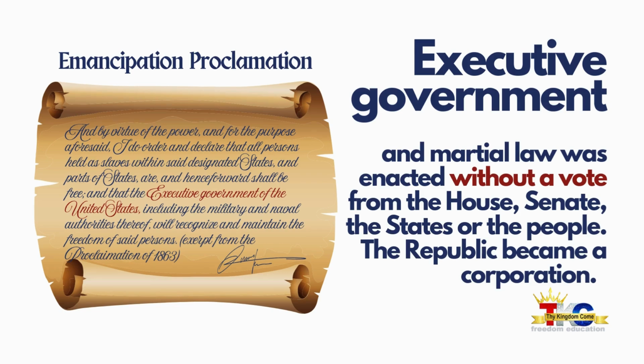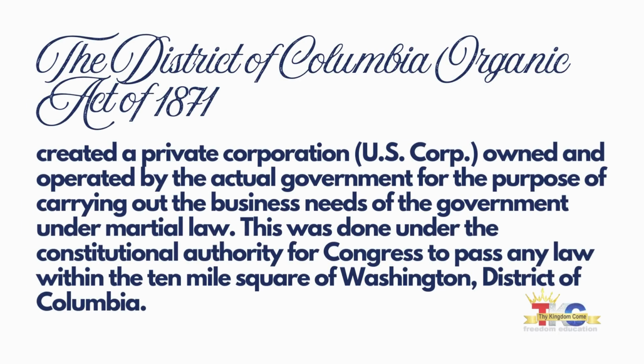And martial law was enacted without a vote from the House, Senate, the states, or the people. The Republic became a corporation. The District of Columbia Organic Act of 1871 created a private corporation owned and operated by the actual government for the purpose of carrying out the business needs of the government under martial law. This was done under the constitutional authority for Congress to pass any law within the 10-mile square of Washington, District of Columbia.